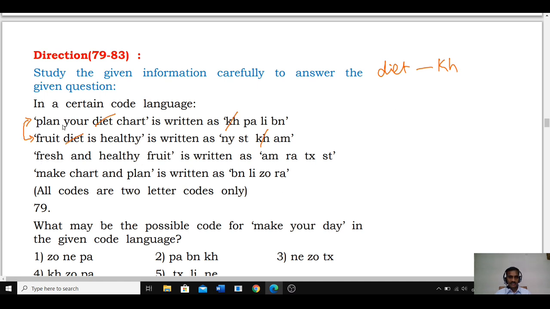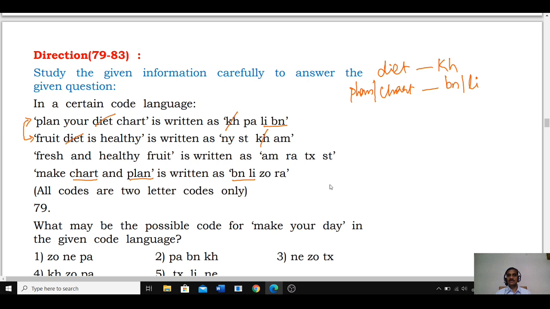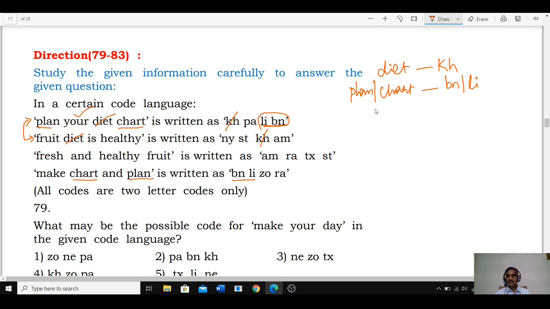Then if you compare 1 and 3, plan your chart. No word is common between these two. If we compare 1 and 4, plan your chart. Now chart and plan are the two words that are common. As two words are common, tell me which codes are common? PA, BN and LI. BN, LI, here also BN, LI. BN and LI are the codes that are common. Plan and chart are done. Finally what is left over here? Your. And what is the code to this word your? Your is PA. The code given to the word your is PA.